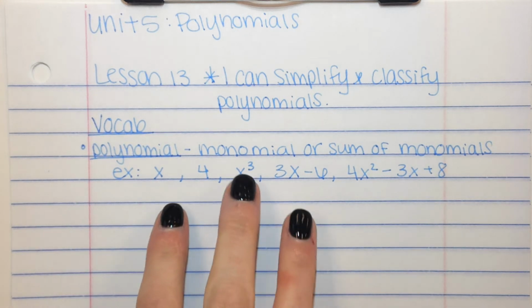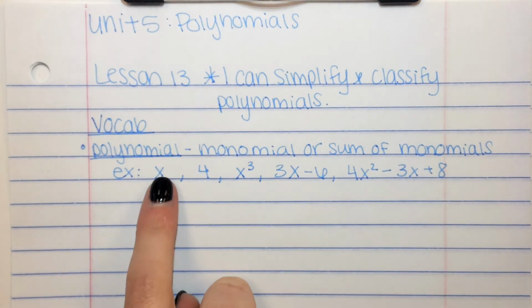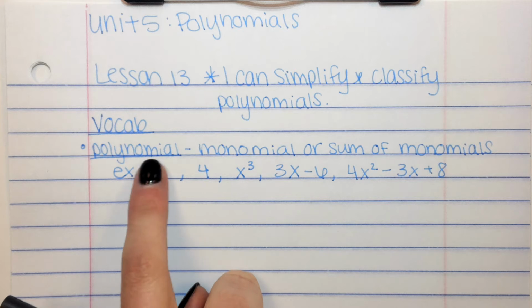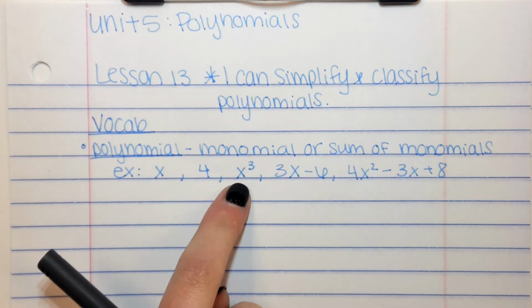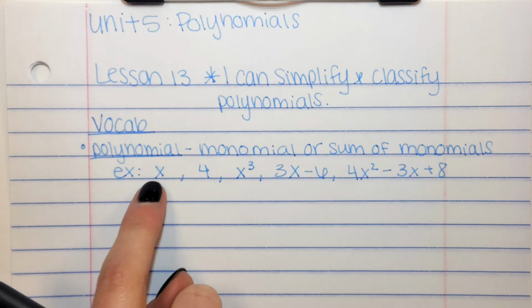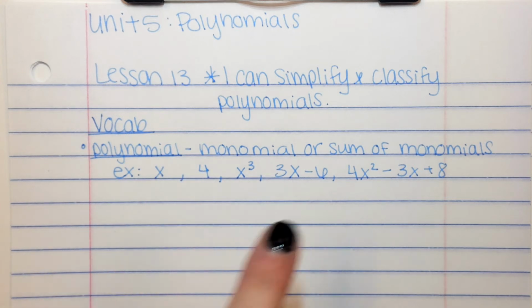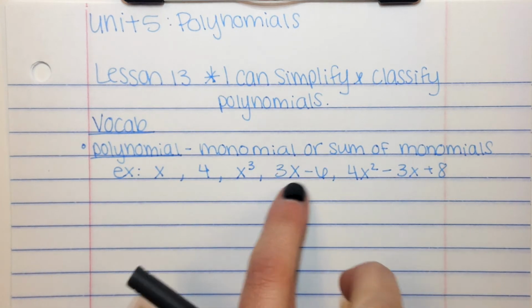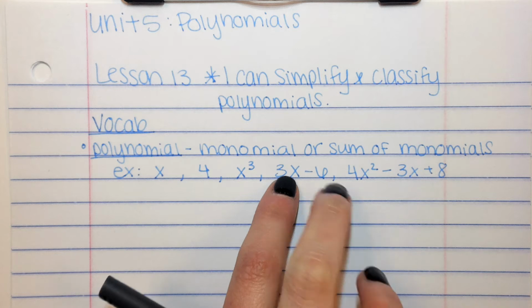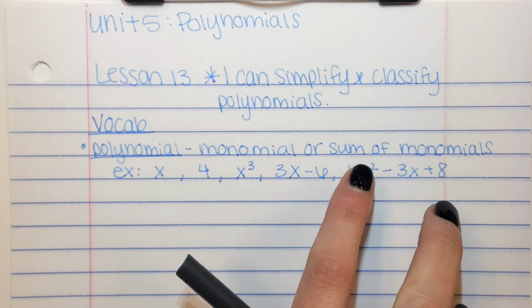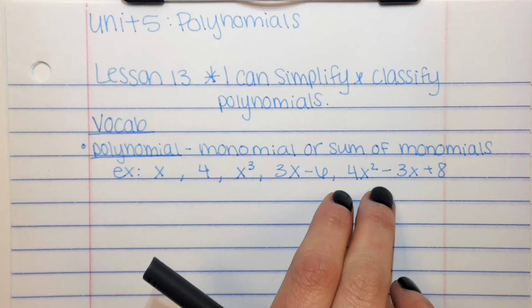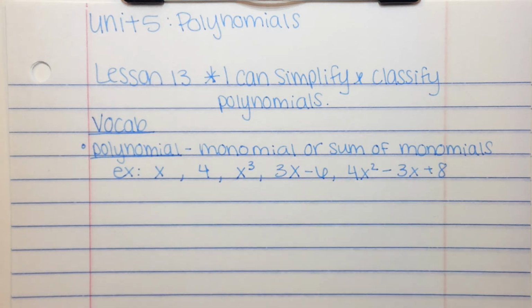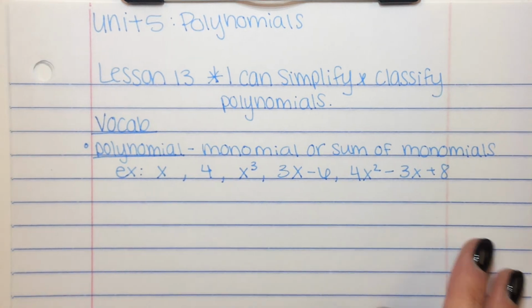So a polynomial can be just a regular monomial, which means one term. Like x is considered a polynomial, 4x cubed. All of those are monomials because there's just one term, but they're also considered polynomials. You can mix them up, like 3x minus 6, that's 2 monomials. You have 4x squared minus 3x plus 8, that's 3 monomials put together. So each of those is considered a polynomial. That's what we're going to be looking at today.